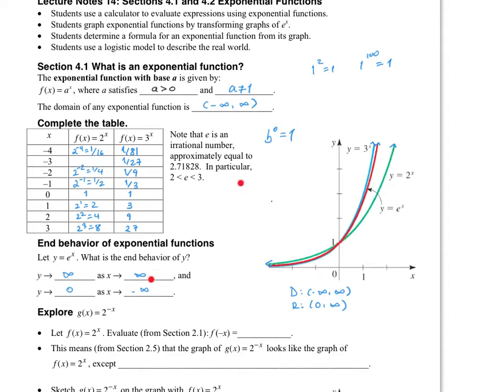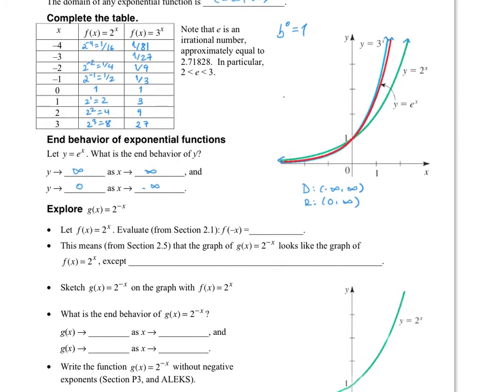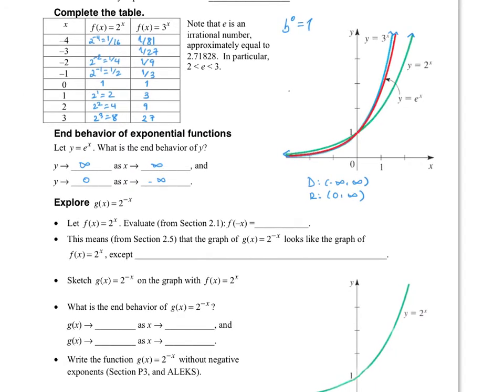Now, what about if the exponent is negative? This is actually related to something we did before with reflections. If the exponent is positive, the graph will go up like this, and then if you reflect it on the y-axis, then this part will increase, but this one will decrease. So this means that the graph of g equals 2 to the minus x looks like the graph of f equals 2 to the x, except that it will be reflected on the y-axis. Okay, and we talked about this before.